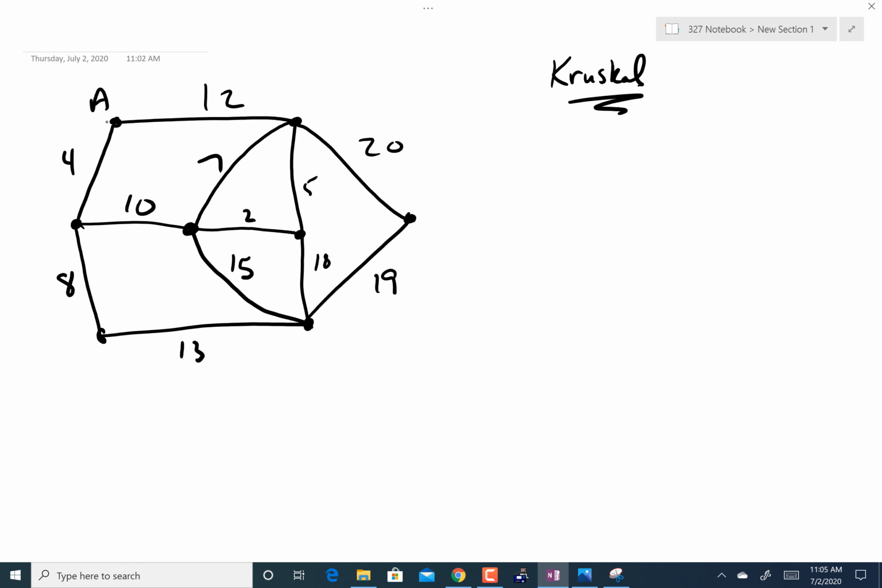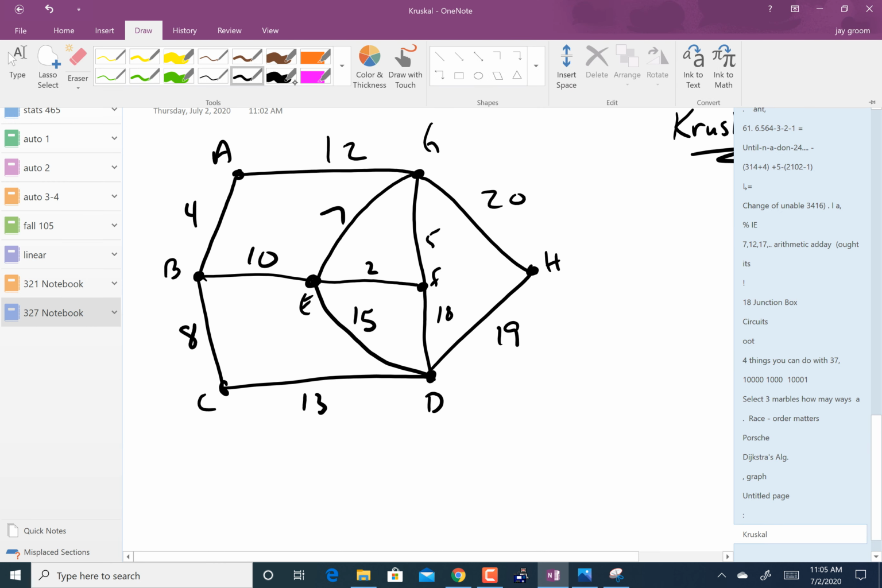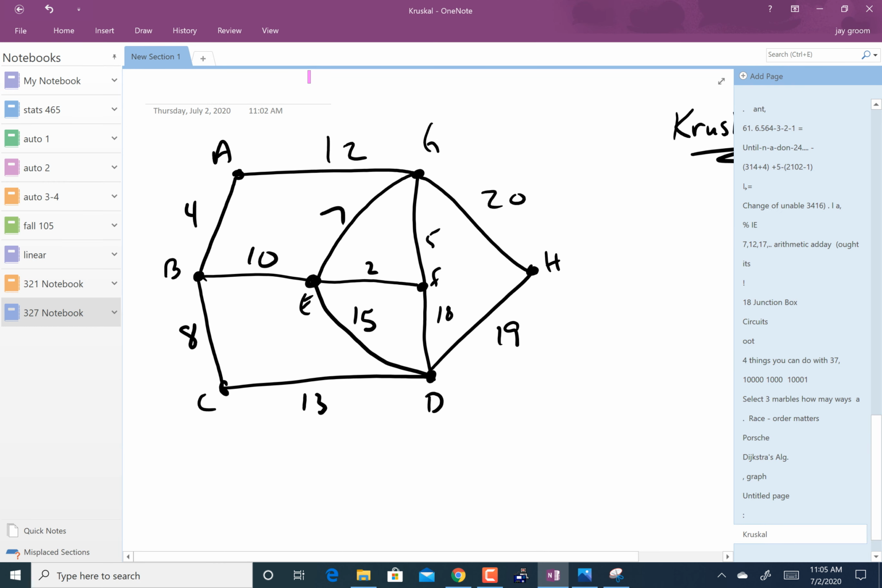And I'm going to go ahead and label these as A, B, C, D, E, F, G, and H. Okay, so Kruskal says, hey, let's go in. I'm going to grab the highlighter again. We're going to use the shortest ones each time. So boom, going to use him. Going to use him.